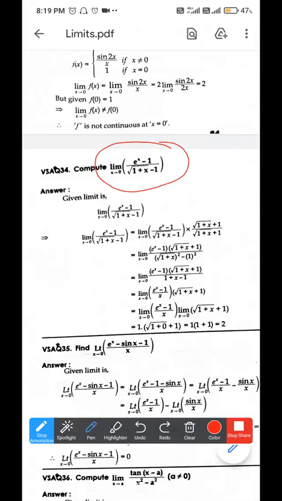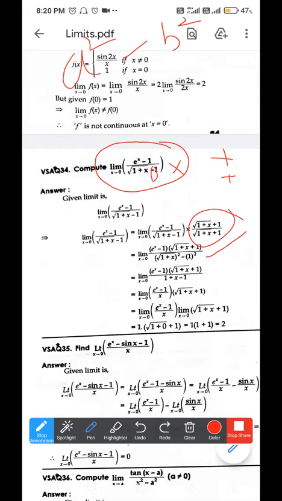So limit x tends to 0, e power x minus 1 by root of 1 plus x minus 1 is given to us. What we have to do, we are rationalizing. How are we rationalizing? We have seen minus over here, so we'll multiply and divide with plus. Then we apply the a square minus b square formula. That is root of 1 plus x whole square minus 1 square. Now plus and minus get cancelled.